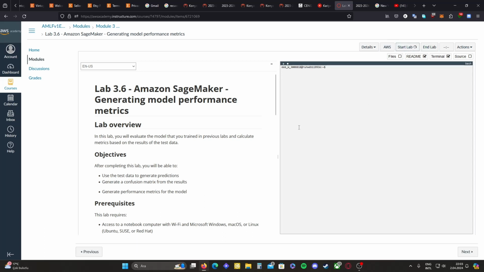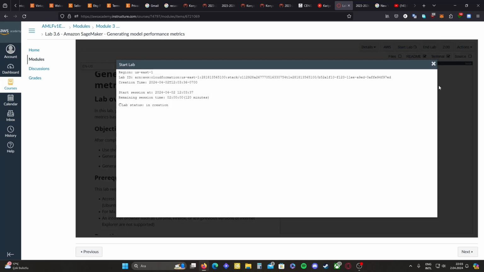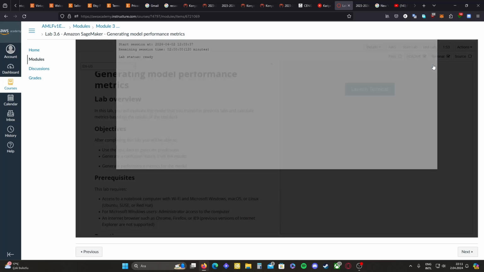Lab 3.6, Amazon SageMaker generating model performance. In this lab we will evaluate the model that we trained in the previous lab and videos, and calculate the metrics based on the results of the test data. I'm going to pause the video in the creation phase and then I will continue. Okay, now let's continue.